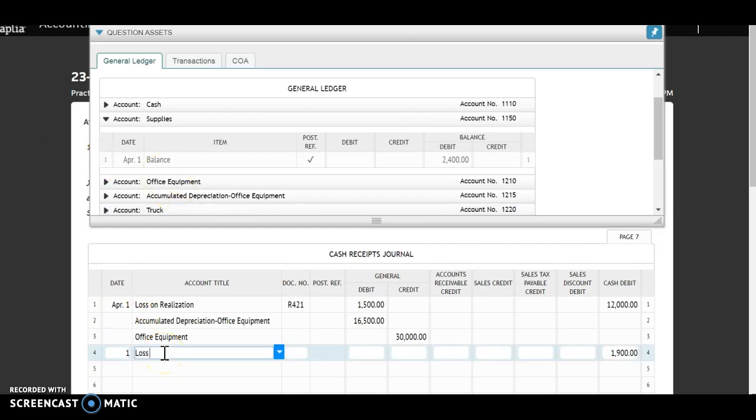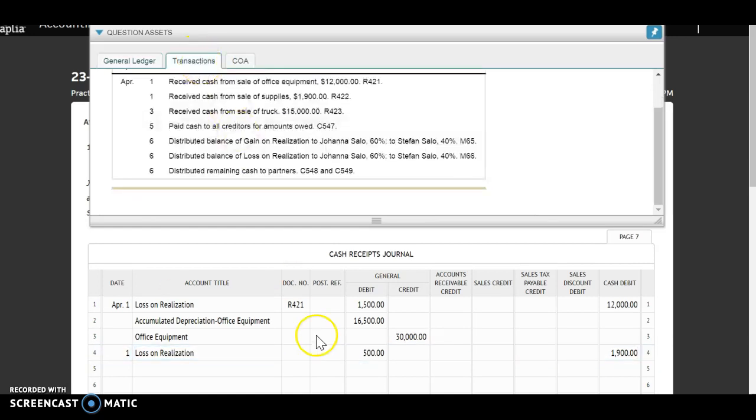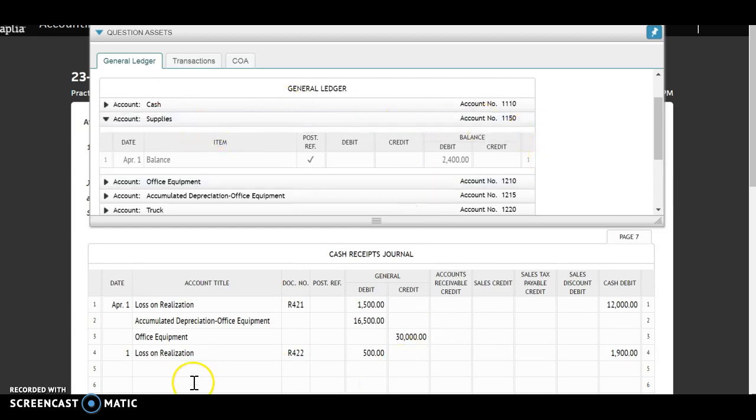Remember, the loss is going to be a debit. I'm going to go ahead and put that in. A loss of $500. I have receipt 422 for my source document. And then I also need to close my supplies, so I will be crediting my supplies for 2,400. Again, we want to add up our two debits and make sure that those equal our one credit, 2,400.